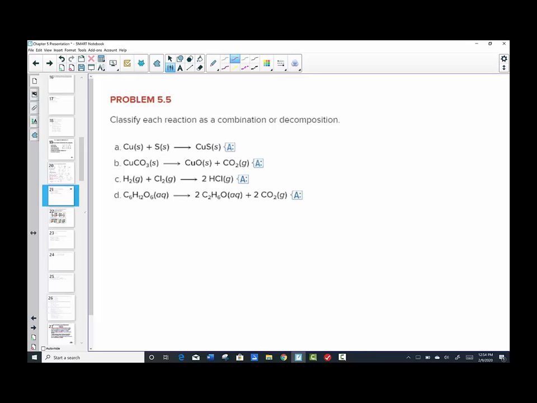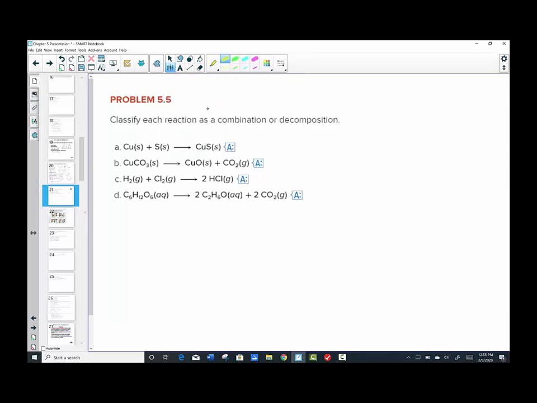Can you practice recognizing what a combination and what a decomposition is? Pause the video and just try out labeling. Are these combinations or are they decompositions? Are you ready to check? Okay, I hope you paused.